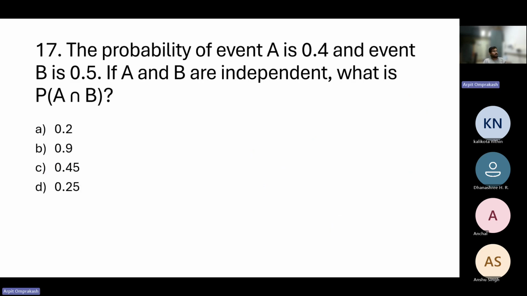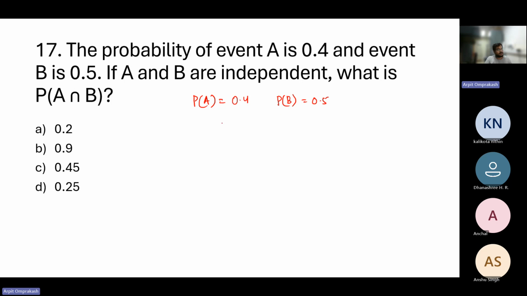Question 17. The probability of event A is 0.4 and event B is 0.5. If A and B are independent, what is the probability of A and B happening together? So A intersection B. So we are given that probability of A is 0.4, probability of B is 0.5. And we have said that A and B are independent.